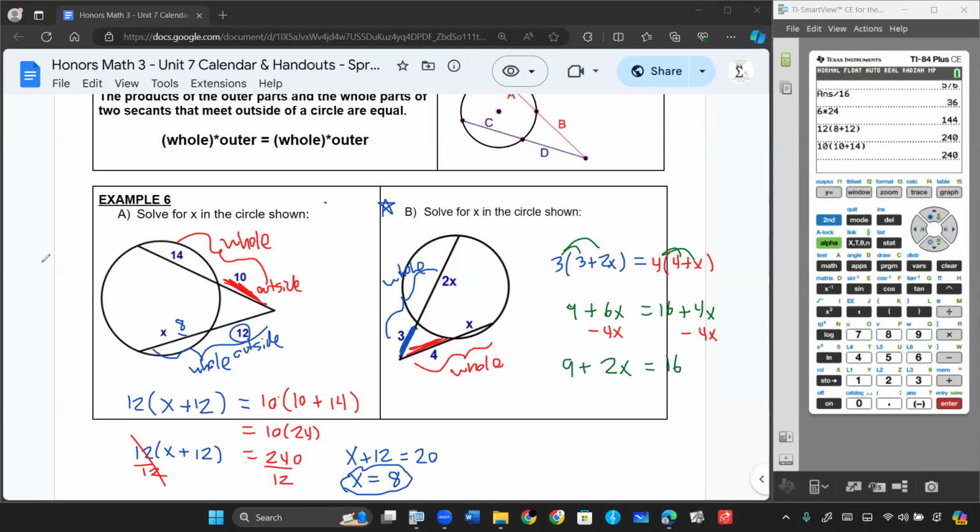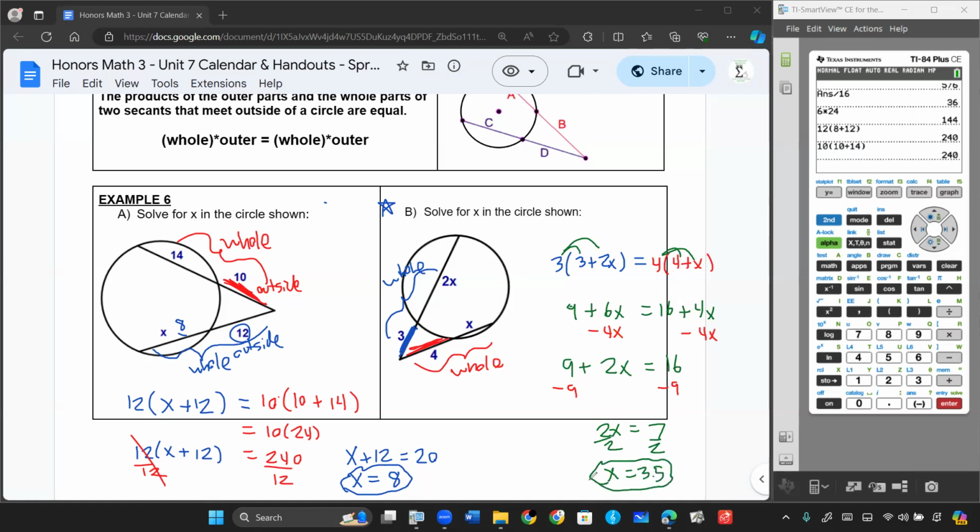Next, I want to subtract the 9 from the 16. And I'm going to get 2x is equal to 16 minus 9. 16 minus 9 is going to be 7. So 2x is going to equal 7. Therefore, I can divide by 2. 7 divided by 2 is 3.5.